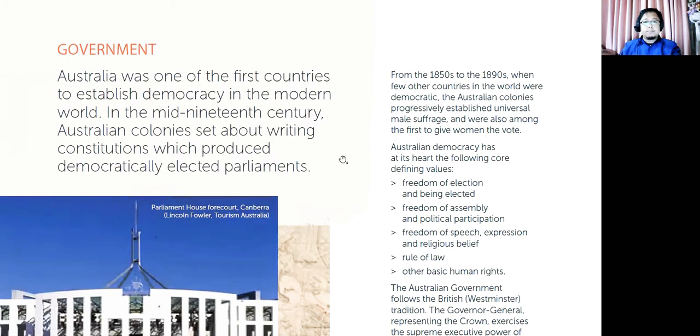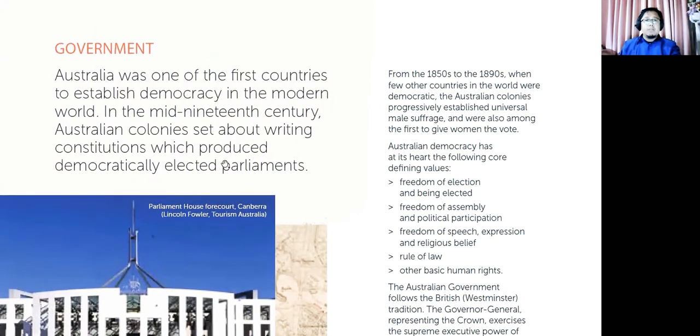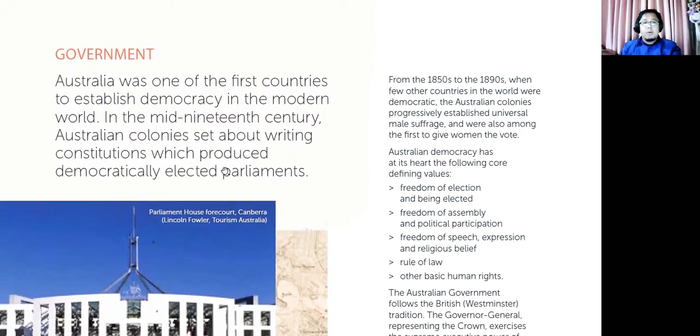Okay, so in terms of the government, Australia was one of the first countries to establish democracy in the modern world. In the mid-19th century, Australian colonies set about writing constitutions which produced democratically elected parliaments.